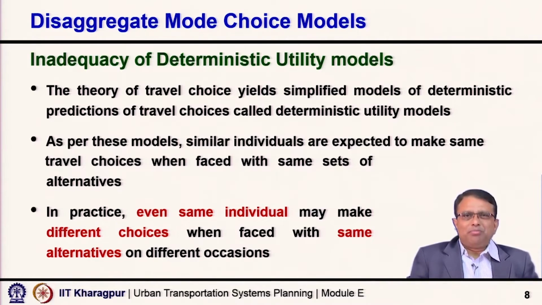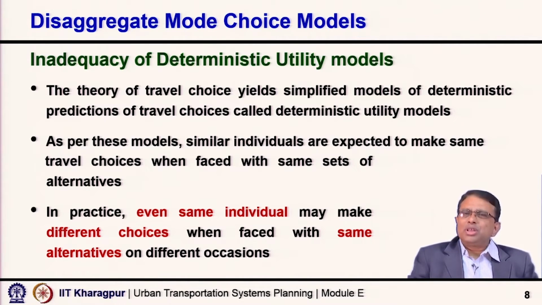The outcome will be same, right. So, that is what we said, the theory of travel choice yields simplified models of deterministic prediction of travel choices, called deterministic utility model. Deterministic because there is no uncertainty. We are saying the one with the maximum utility will be selected, that is all. So, it is deterministic.